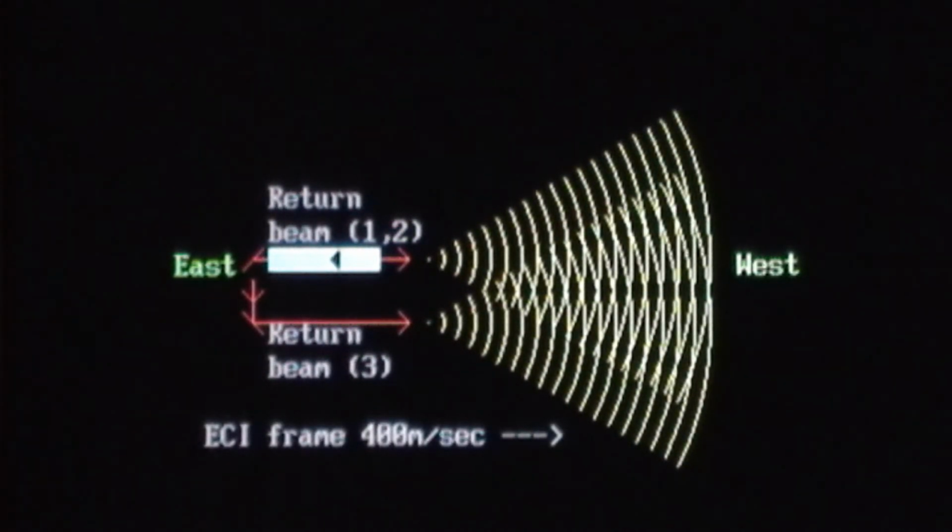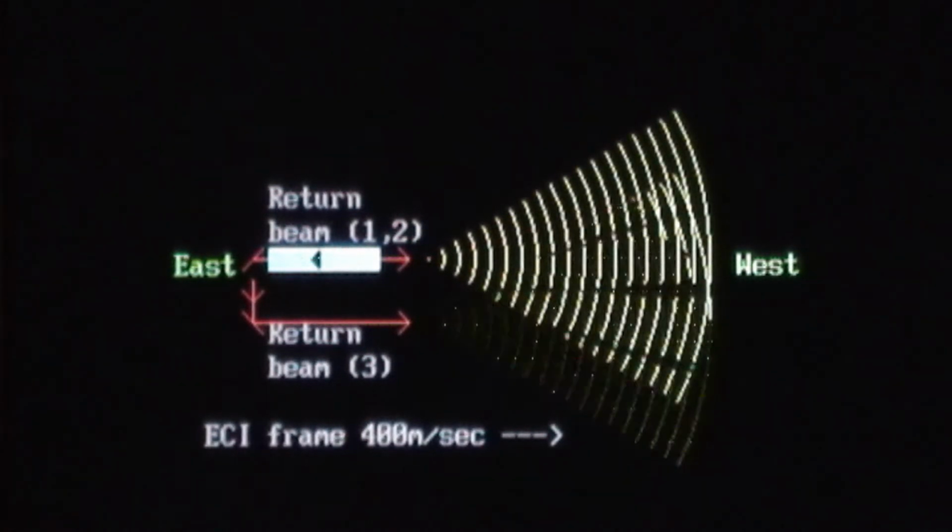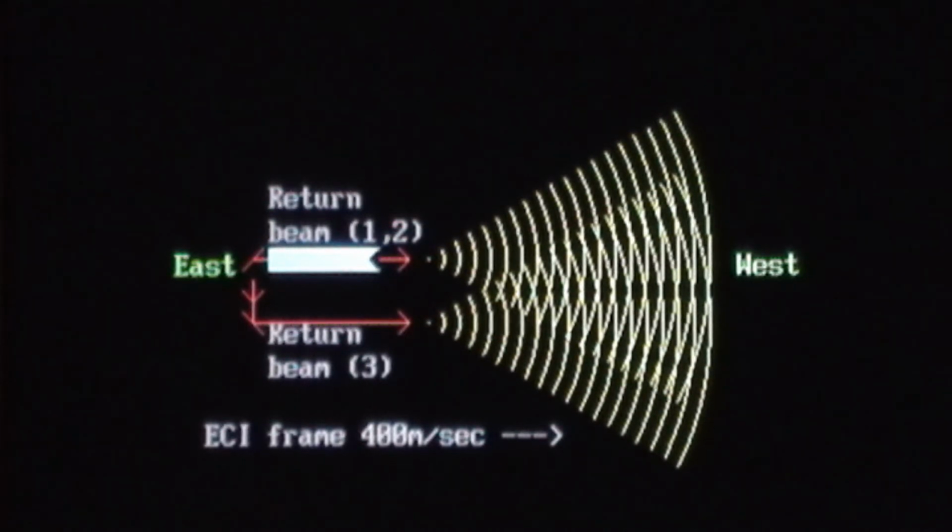When the water is flowing at, for example, 10 meters per second to the west relative to the interferometer body, the flow rate is 390 meters per second east of the ECI frame. When the device is turned so that the flow is to the east, the flow rate is 410 meters per second to the east of the ECI frame.